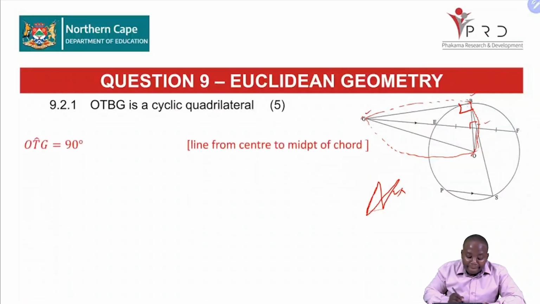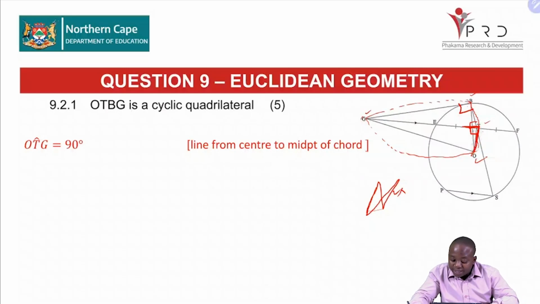We are now saying OTG is actually 90. Why? So these two are 90 and that one is also 90. So I've drawn only 190. Why? This is because of the line from the center to the midpoint of the chord. So there's a line from the center to the midpoint of our chord. That is the line that gives us the 90 degrees right there.